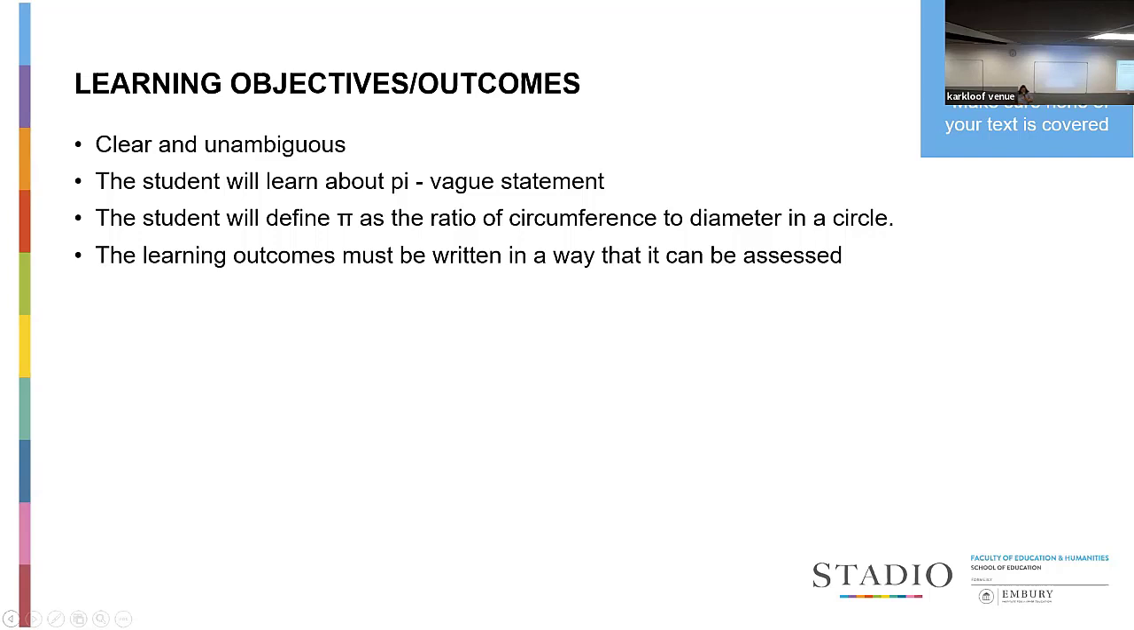Brahia suggests that a clearer learning outcome would be: the student will define pi as the ratio of circumference to diameter in a circle. The learning outcome must be written in a way that it can be assessed.